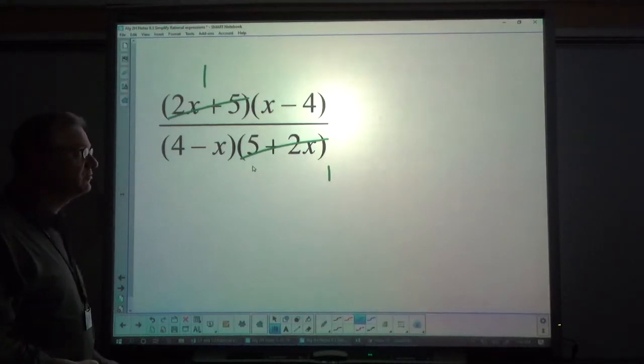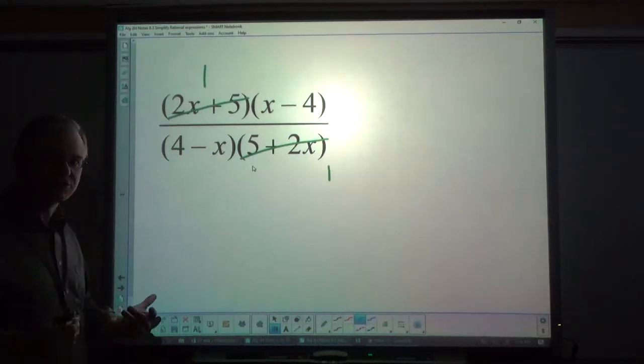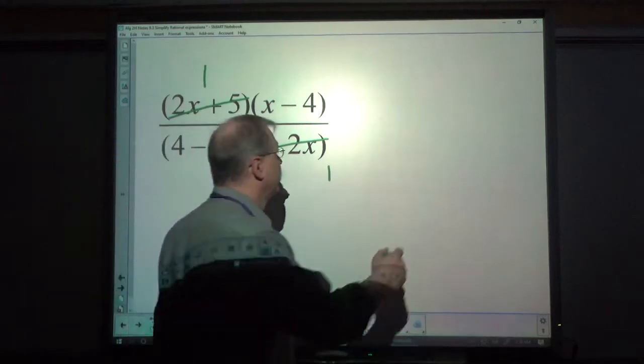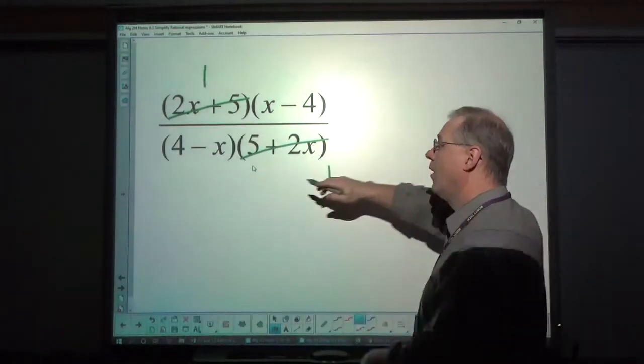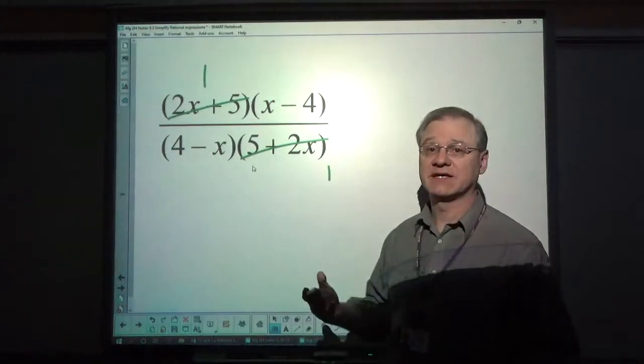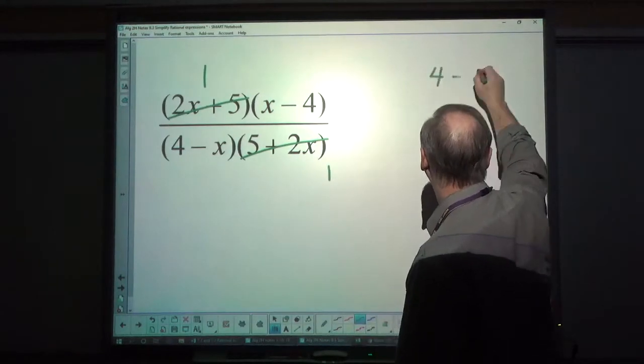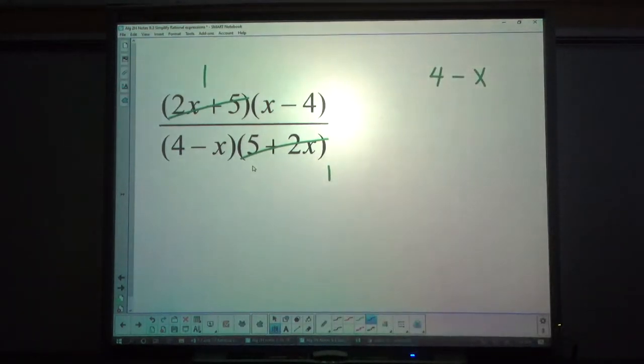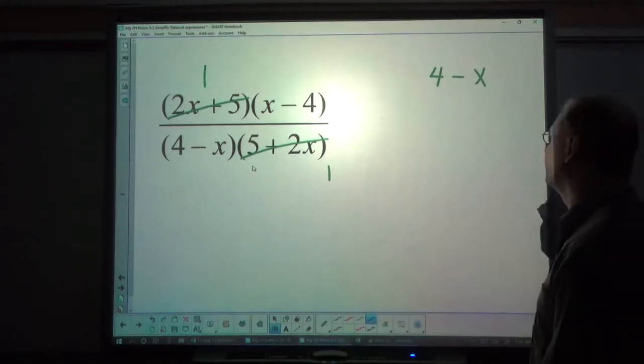Now, can I do that with subtraction? Am I allowed to just reorder subtraction? The answer is no, I cannot. However, let's say I wanted 4 minus x to become x minus 4. Well, there is a process in math that we're allowed to do, and I'll show you how this works.